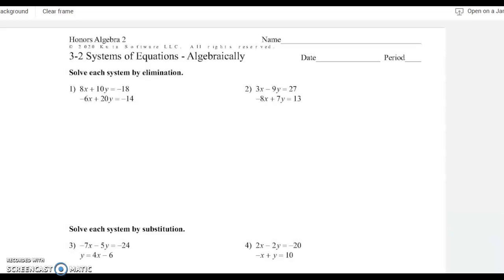Hey guys, this is lesson 3.2. It's solving systems of equations, two equations with two variables algebraically. We'll first look at the elimination method and then the substitution method. So what you do in the elimination method is you eliminate.